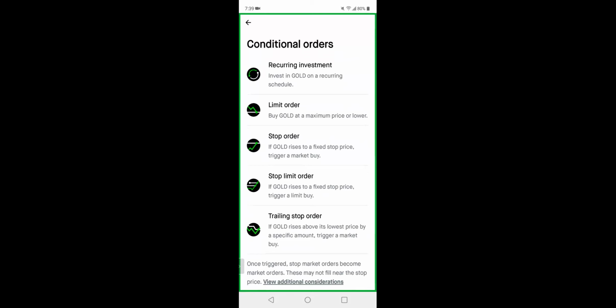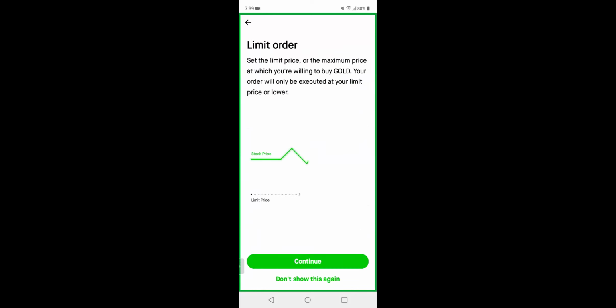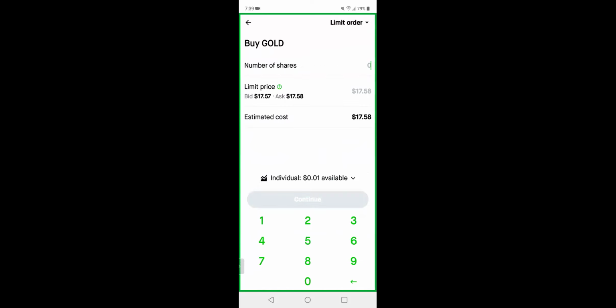With a limit order, you will tell them how much you actually want to pay. Continue. Okay, so I want to buy 2 shares, but this is the bid. Can you see the bid and the ask? Yeah. Okay, so bid: somebody wants to buy for 17.57 and somebody wants to sell for 17.58. Now, if I want to buy now, I have to buy for 17.58. But if I don't want to pay that price, I can type in whatever I want to pay there, 17.